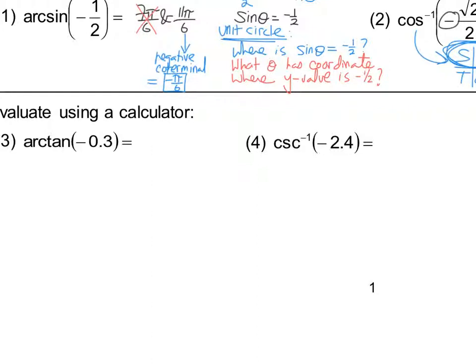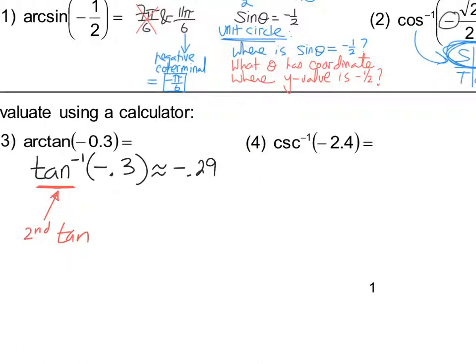So arctan is the same as saying the inverse tan of negative 0.3. And again, that inverse tan function is second tangent. As long as you know that arctan corresponds to inverse tan, you'll know what to hit on your calculator in order to get the result. In this case, you're getting something in the neighborhood of negative 0.29. So I'll just do a little approximate symbol and say negative 0.29 radians.